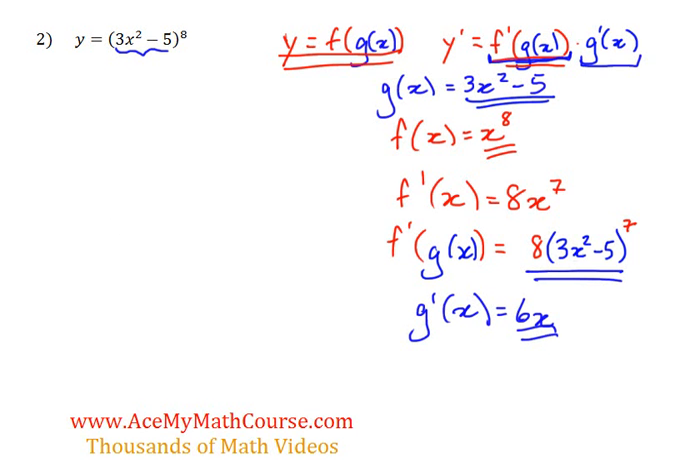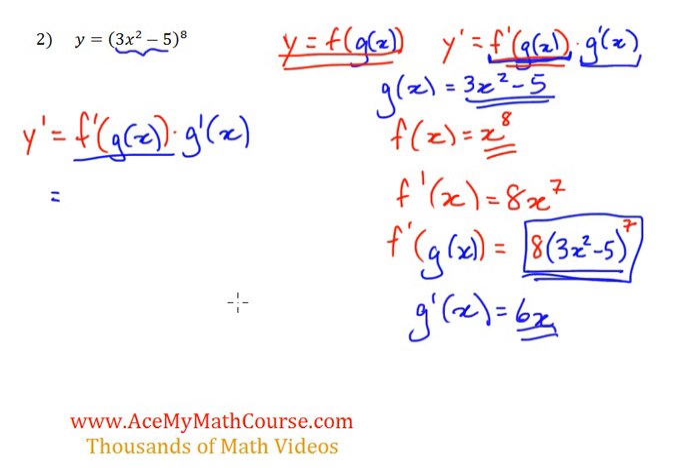Great. So, of course, we're looking for y prime of x, which is f prime of g of x times g prime of x. Let's have the different colors all the way through. Fantastic. So this is what we have here. We have the 8, (3x squared minus 5) to the 7, multiplied by g prime of x, which is just 6x.